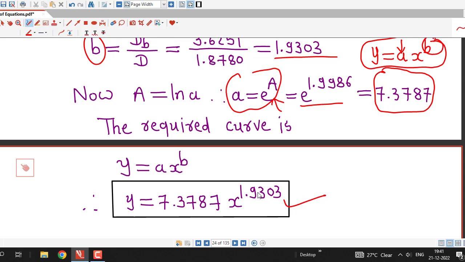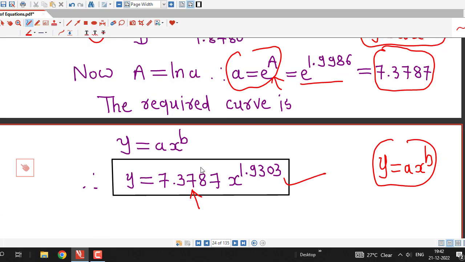So we have converted our curve y equal to a into x raised to b by taking logarithm. We are converting this into the line of regression, and solving normal equations, we find that this is the required answer. This is the curve of best fit to the given data.